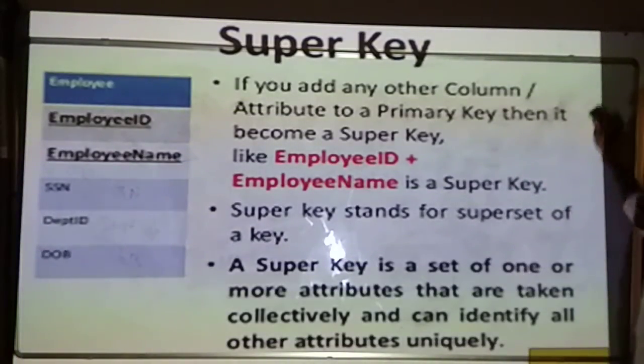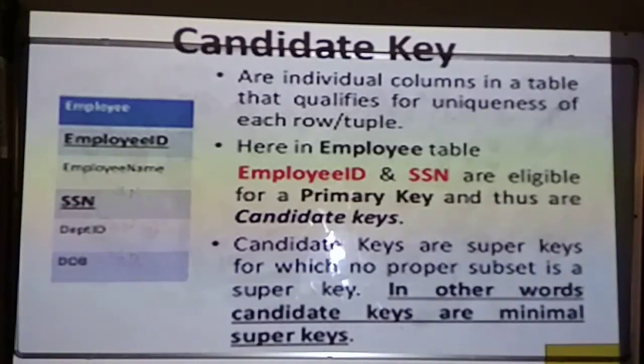The next key that we are going to discuss is the candidate key. Candidate keys are individual columns in the table that qualify for uniqueness of each row or tuple. For example, in the previous case, in the super key, we saw that it may be one attribute or a combination of attributes. In other words, a candidate key can be defined as a subset of the super key.